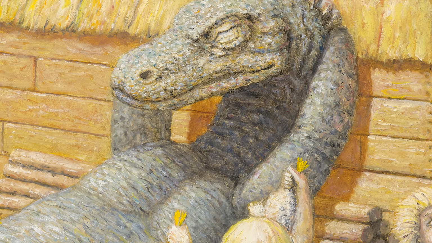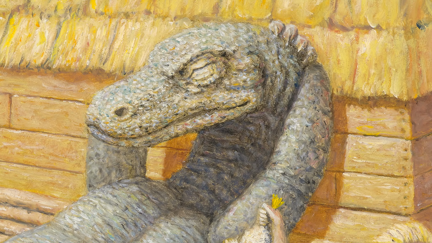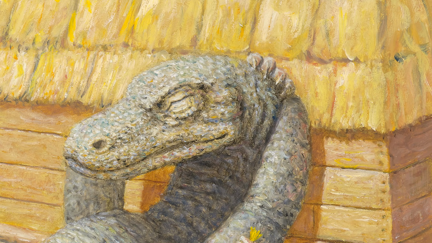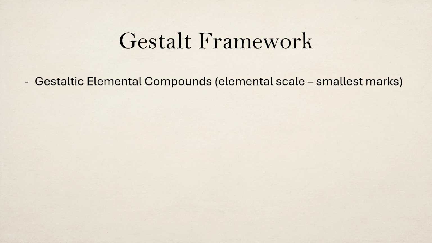So in terms of forming an understanding of an oil painting through a Gestalt framework, we might consider the following model. We see in my lizard painting example that through the application of paint, different instances are created, tiny moments of great complexity, but with a more singular expression or net effect or gestalt. At the smallest scale, the elemental scale, say, we have gestaltic elemental compounds.